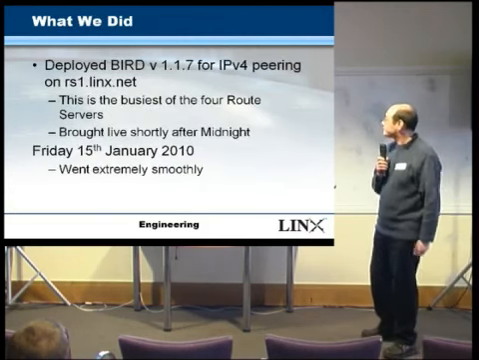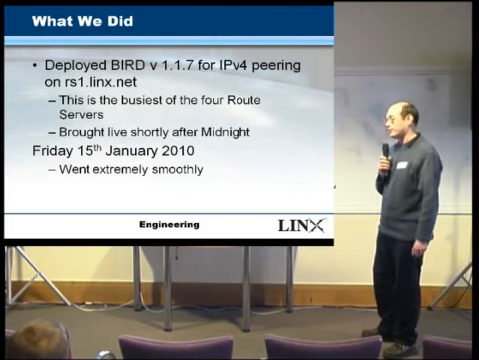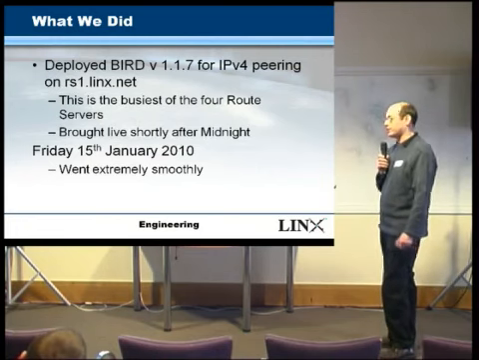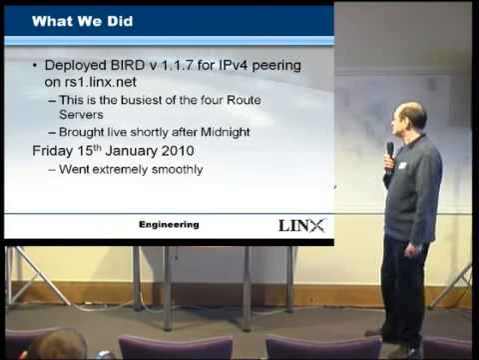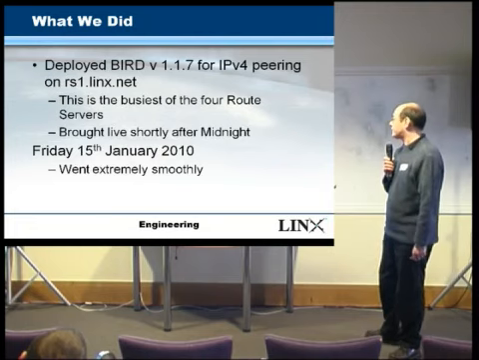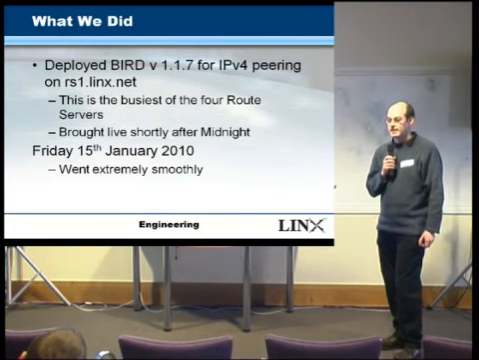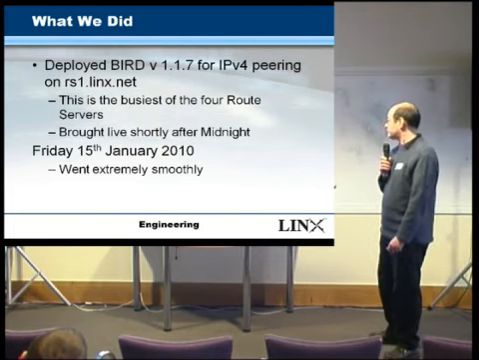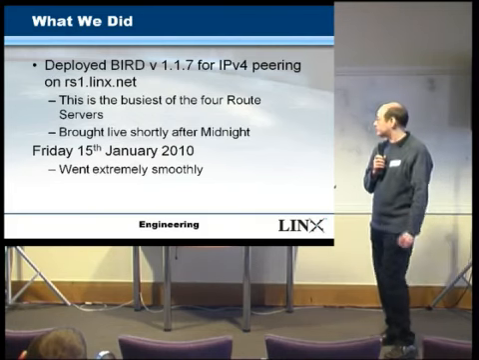So, last Friday morning, we deployed Bird 1.17, only for IPv4 peering at the moment, so Quagga's still on IPv6 peering, on RS1, which is one of the root servers on the Brocade network, on the main busy peering LAN. The principle being, we put it on the busiest one because if it didn't work there, it was no use to us anyway. We needed that to work. And we brought it up and sat and watched it, and it worked. We didn't really have to do much.